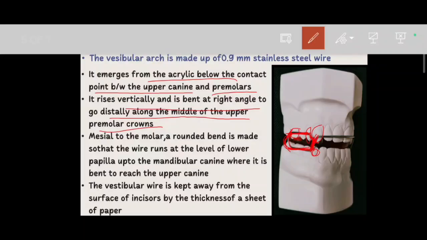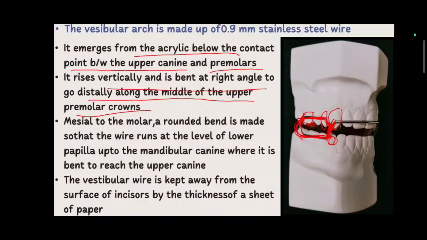The vestibular wire is kept away from the surface of the incisors by the thickness of a sheet of paper. This is very important because it avoids unnecessary pressure on the incisors. So this is the vestibular arch wire.